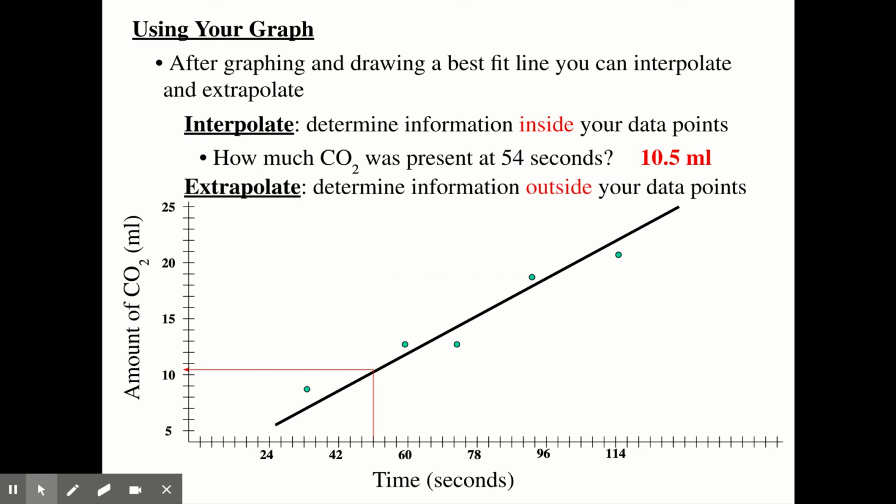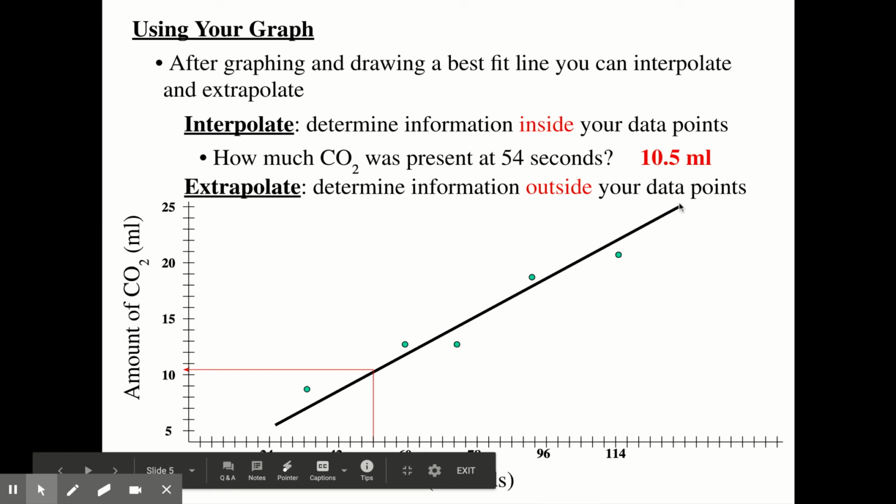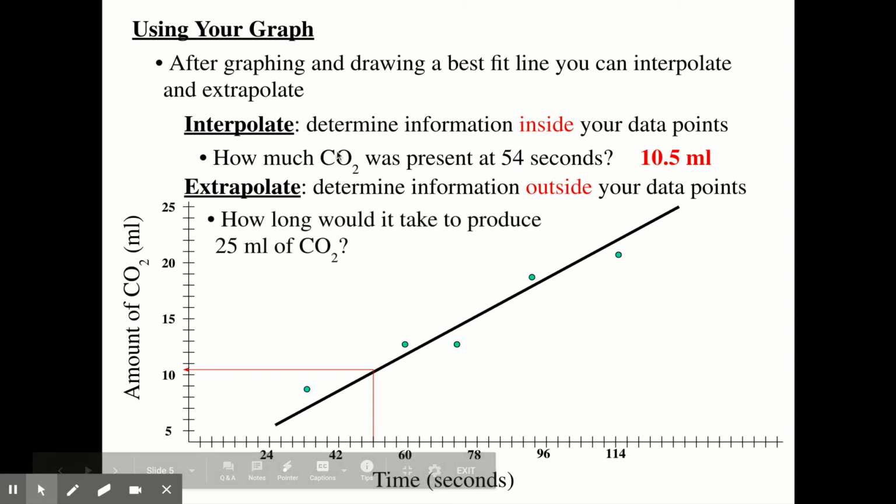Second thing we can do is extrapolate. So we can determine information outside of our data points. So again, if we draw a line past the last data point or below the first data point, then we can actually answer something outside of our data. So how long would it take to produce 25 milliliters of carbon dioxide? Well, we could guess. We didn't measure that, but we could guess.